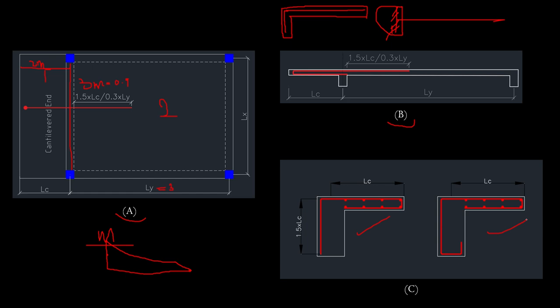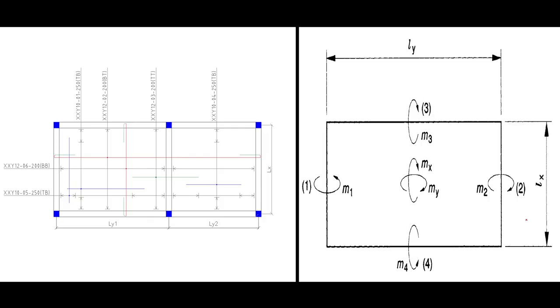So these are the typical ways in which you can detail a two-way slab, one-way slab, and cantilever slab. So let's now take a general example.